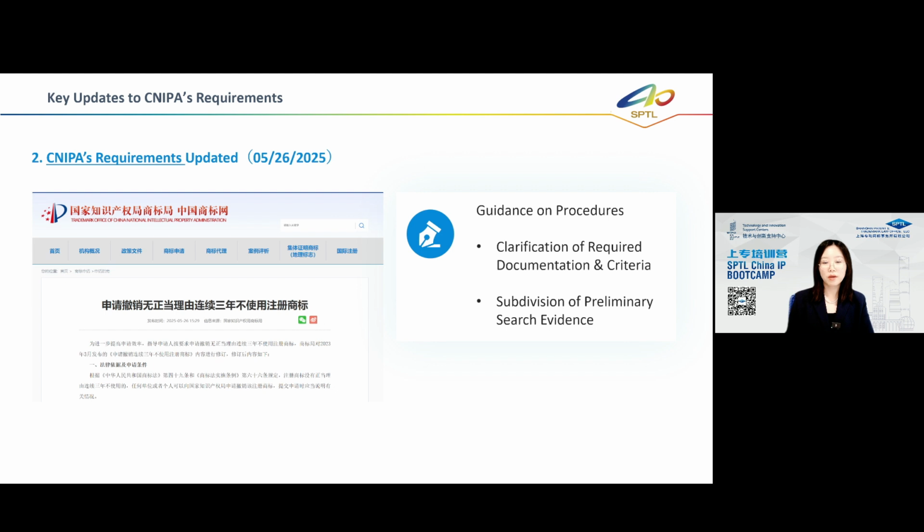On May 26th, 2025, CNIPA updated its examination requirements on its website. These updates provide detailed guidance on procedure. The updates clarified the required documentation for filing non-use cancellation and provide a subdivision of the preliminary search evidence. Significant changes were made to the requirements for evidential materials.